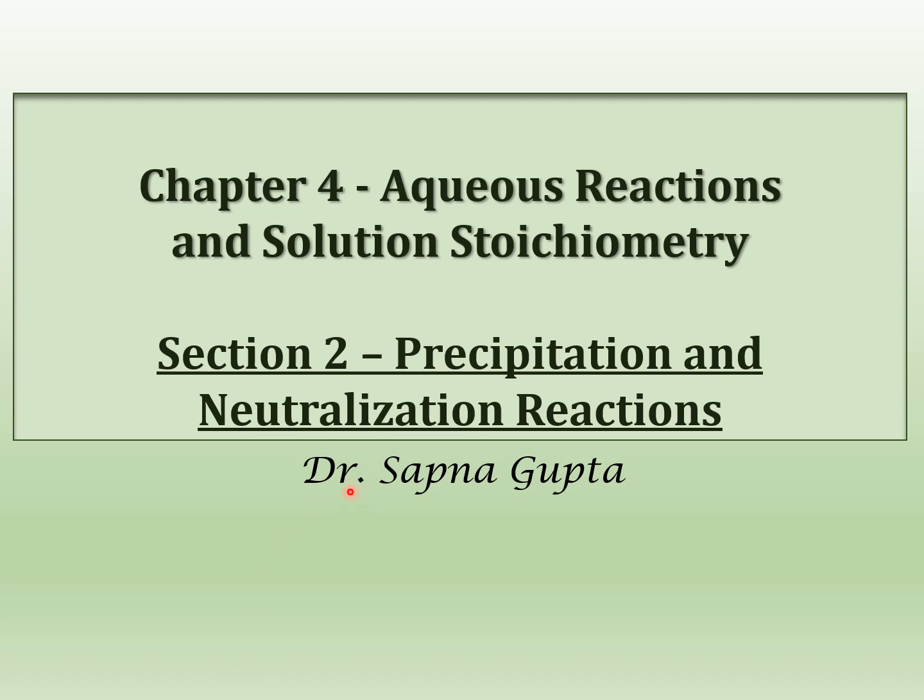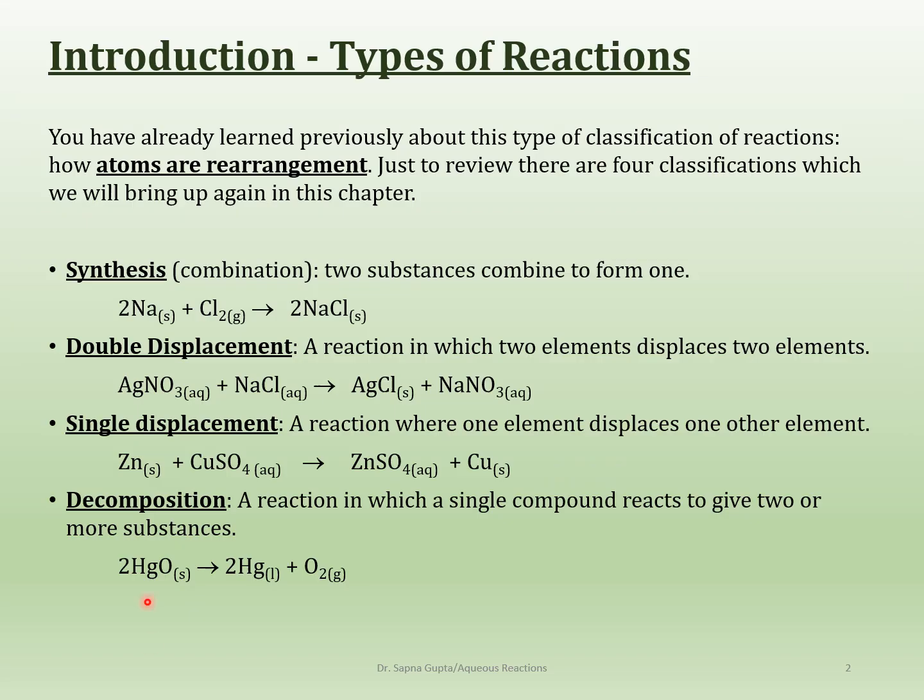In the second part for chapter 4, we are going to focus on reactions now. There are 3 types of reactions we will do. So let me go ahead and introduce you again to different kinds of reactions. This is something that you have learned before, and that's that there are 4 kinds of reactions: synthesis, double displacement, single displacement, and decomposition. So when you learn about these 4 different classes of reactions, the way I see them is that the atoms are rearranged in all of these, right?